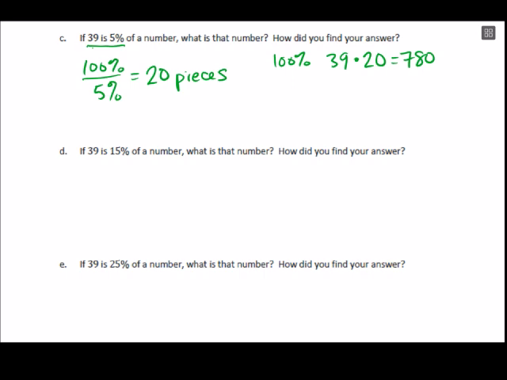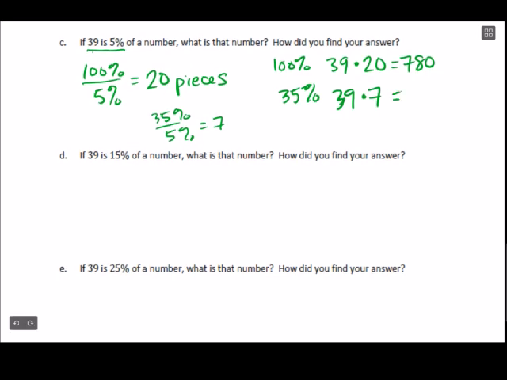Now, what if I want to know 35%? How many 5% are in 35? That gives us 7 pieces. So I would take my 39 times 7 pieces. And once again, that's 273.